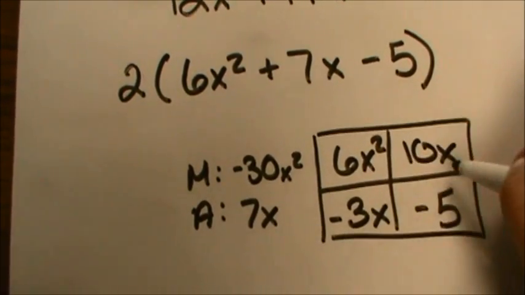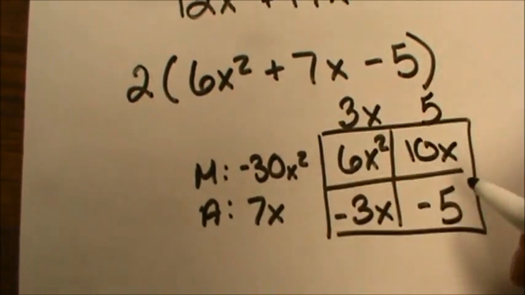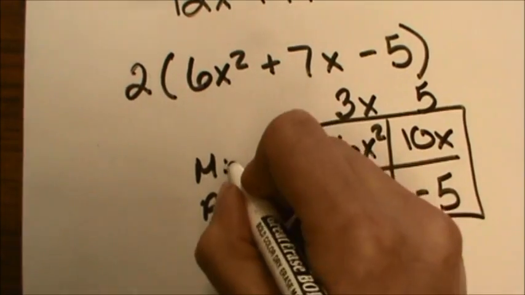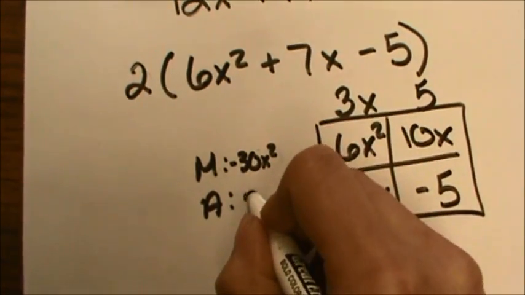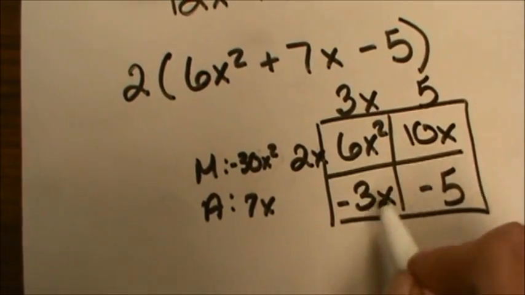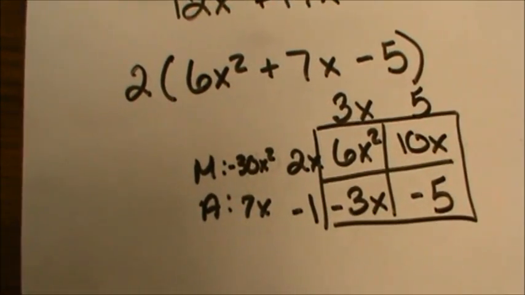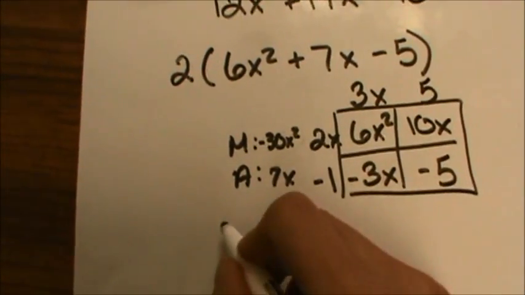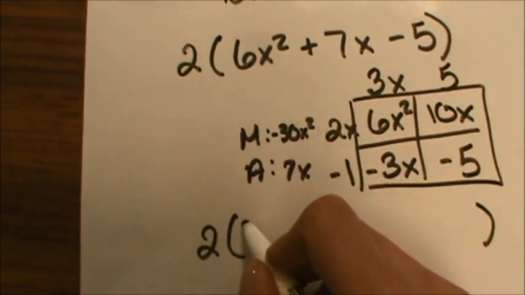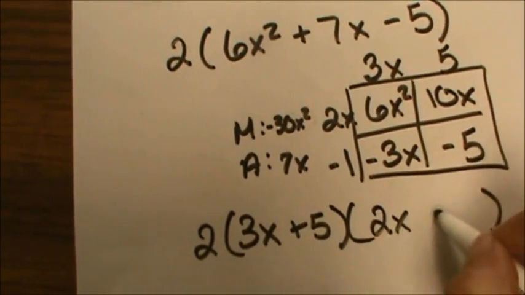To find my common factors, right here, common factor of 5. Right here, 3x. Did not quite leave myself room, did I? Let me erase this. Right here, 2x. And here, there's not anything they have in common except they both are negative. Remember, if a row starts with a negative or a column starts with a negative, you must factor out the negative. So my final answer of this factored form, I need the 2 in front, taken from my factor box, 3x plus 5, and from right here, 2x minus 1.